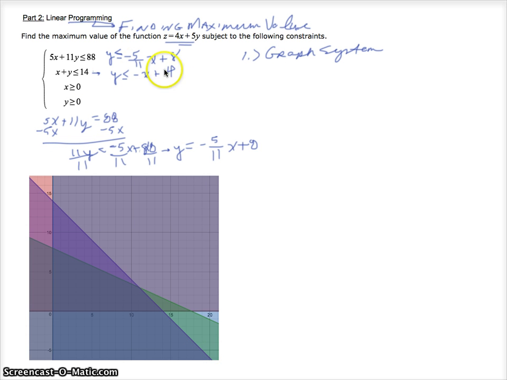Here's my graph of the system right here. This is equation 2, negative 1x plus 14. This is negative 5/11 x plus 8. And then here are y is greater than 0, x is greater than 0. So the values that we're looking at are all under this green and a little bit of purple line and above it. So the next thing we need to do is find the vertices, or find where they all intersect.